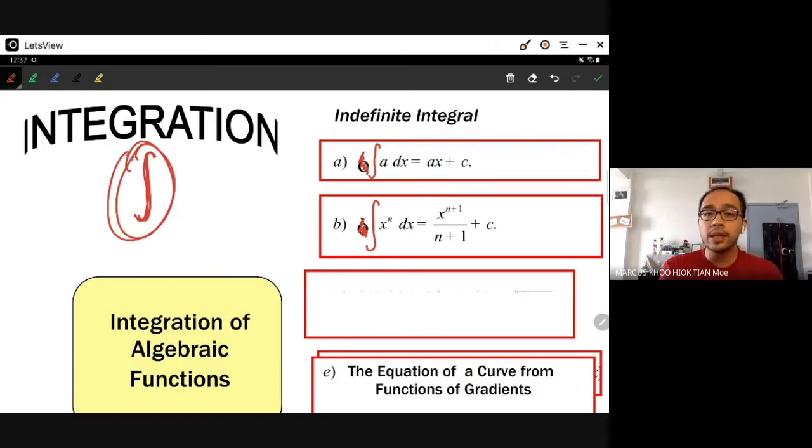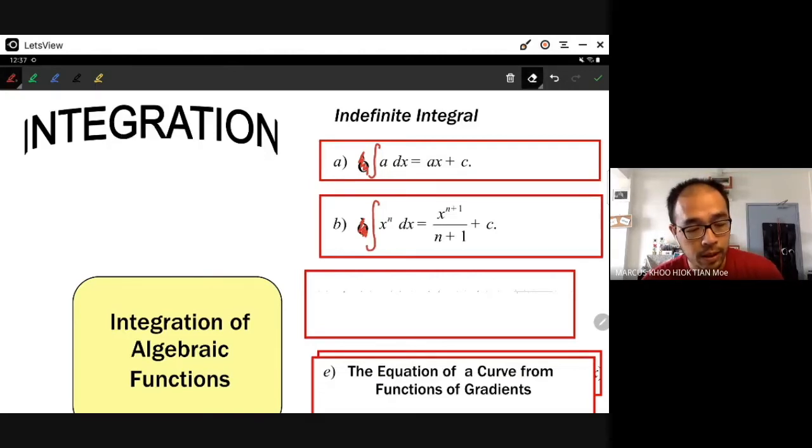The first thing we're going to look at is, if I give you a number, for example the number A, and I ask you to integrate A with respect to dx, what we will get is Ax plus C. This is the integration of any number. For example, if I ask you to integrate 5 with respect to dx, my answer will be 5x plus C.